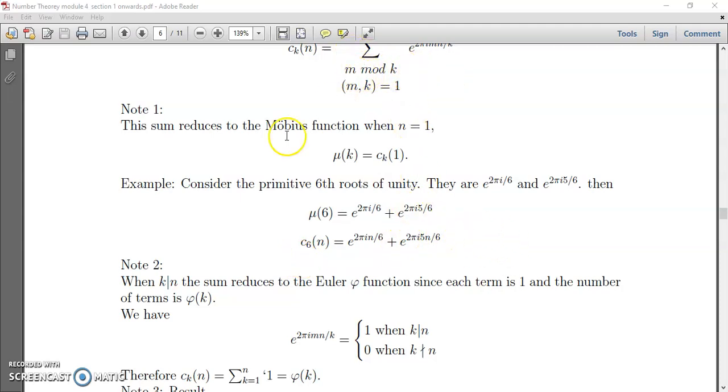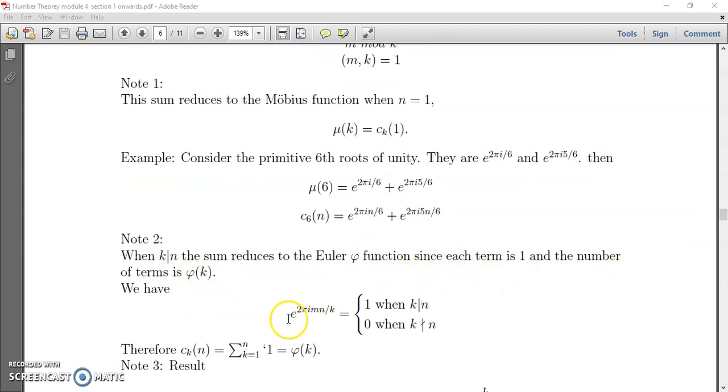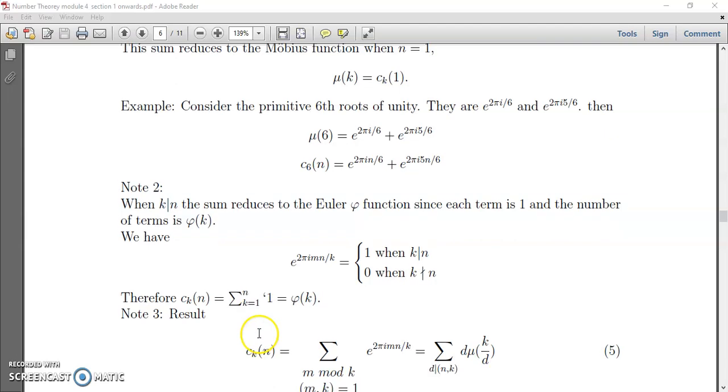in this c_k(n), if k divides n, then this will reduce to the Euler's phi function, the Euler totient function, because we know that e raised to 2 pi i mn by k is 1 when k divides n, because this will reduce to an integer form, and this will reduce to 1. And in all other cases, if k does not divide n, then this part will become 0. So in that case, we will have c_k(n) will become summation m equal to 1 to k. Here those terms which are having only 1.